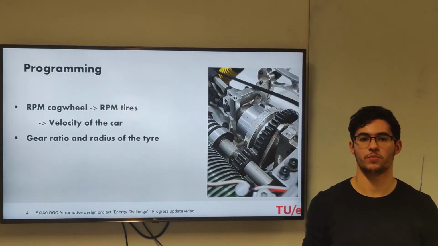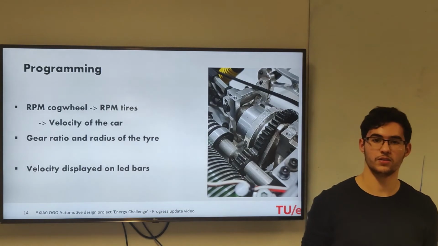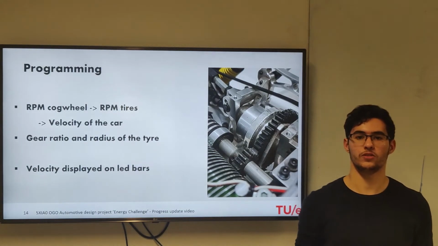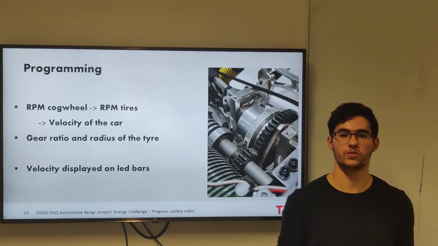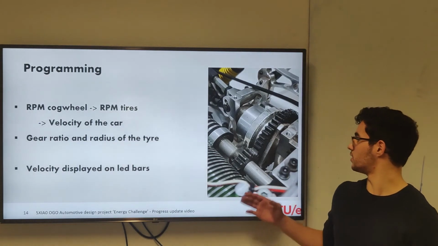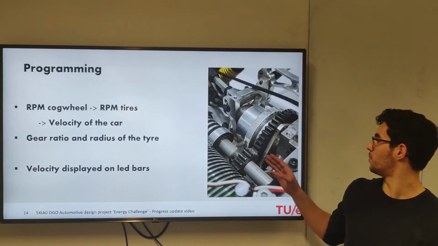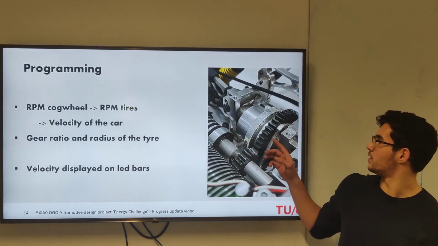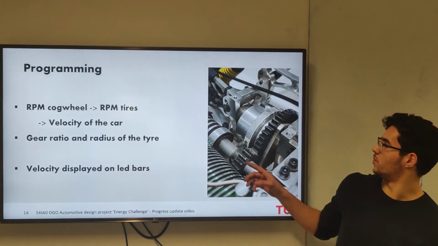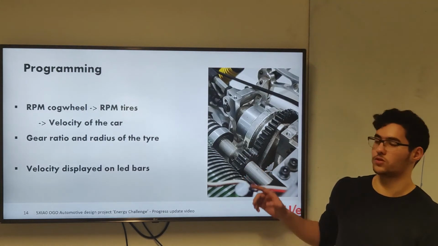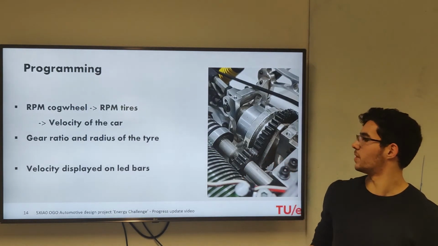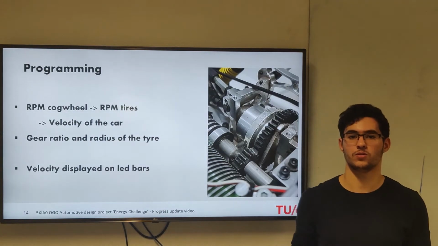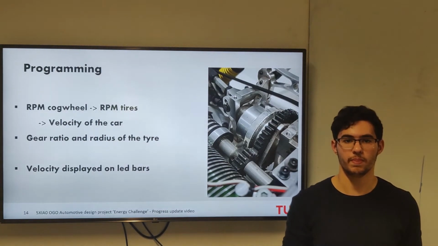Because we now have the RPM of the cogwheel and we want the RPM of the tires, we use the gear ratio to convert from the RPM of the cogwheels to the RPM of the tires. Here you can see the gears. There's a small gear and a big gear, and this is the one that's measured by the magnets, and we have to get the RPM of the tires, and that is slower than the one measured by the magnets, so we use the gear ratio to do that conversion.